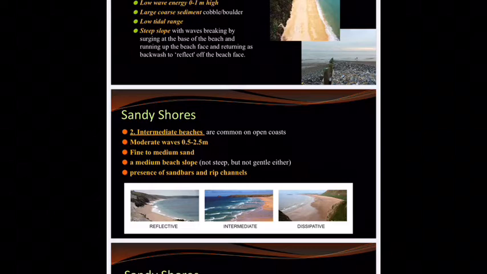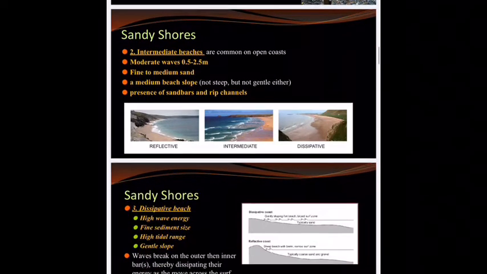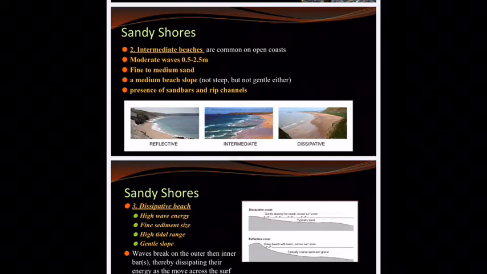And I know you guys know what sandbars and rip channels are because we live in Florida and you've been to the beach. So the types of beaches that we have here in Florida are intermediate beaches. Hint, hint. All right. And then the next type of beach is called a dissipative beach. And here is your high wave action, more than 6 feet. These are going to be teeny tiny little fine grains of sediment, of sand.